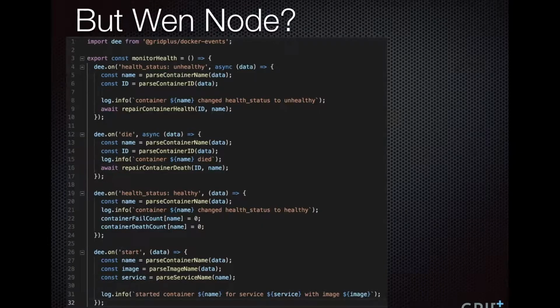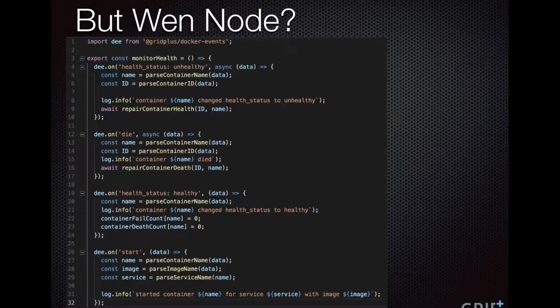But how does Node come into play in all this? So basically, I built a little library that exposes the Docker Events API as a Node event emitter. So anything that comes through as an event will get passed up into Node, and you'll be able to respond to it by the type of action that it is directly in Node.js.